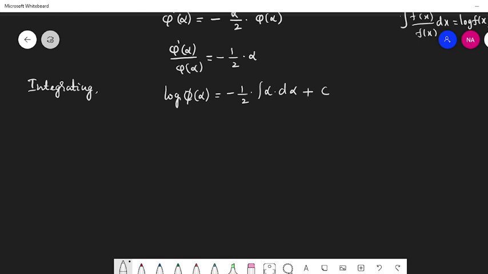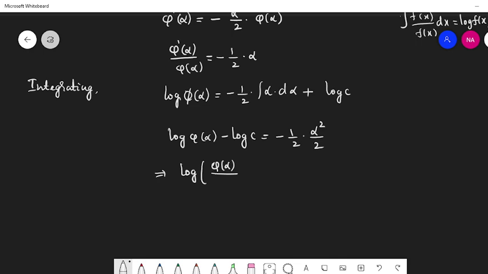Whenever we get a logarithm function on one side, usually we take that constant to be logarithmic. So we get log of phi of alpha minus log c equal to minus 1 by 2 into alpha, integrating it will be alpha square by 2. That implies log of phi of alpha by c is equal to minus alpha square by 4. That implies phi of alpha will be c into e power minus alpha square by 4.